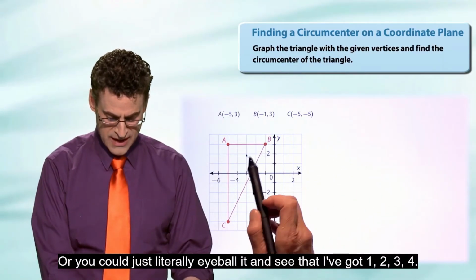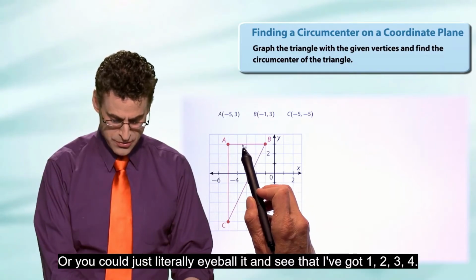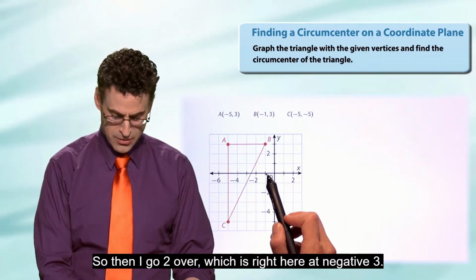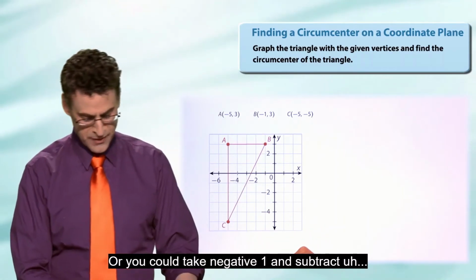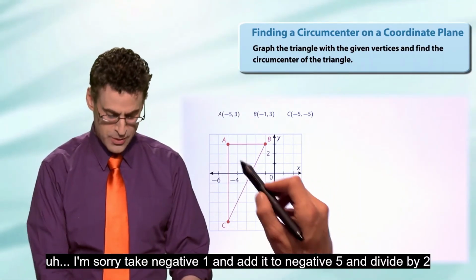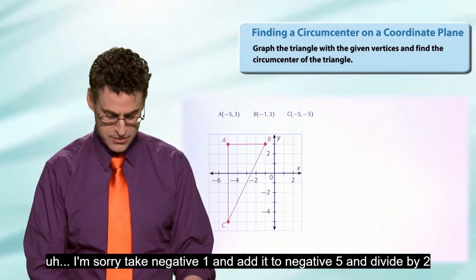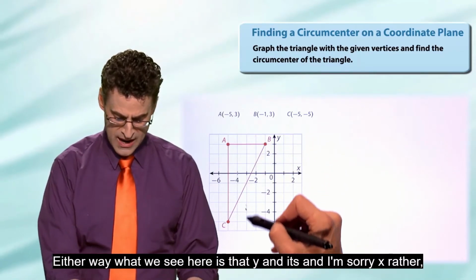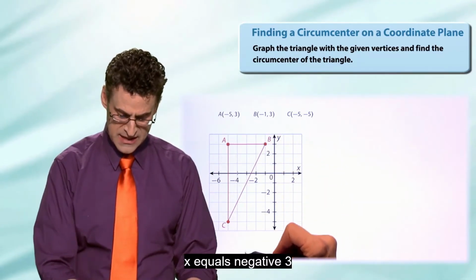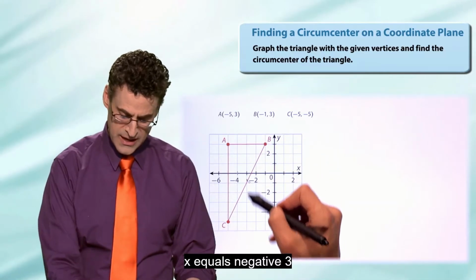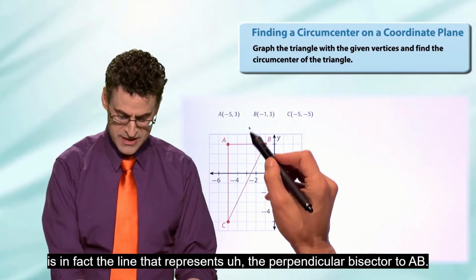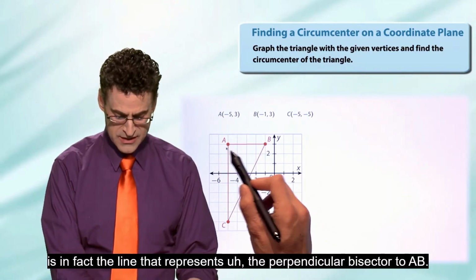Or you could just literally eyeball it and see that I've got 1, 2, 3, 4, so that I go 2 over, which is right here at negative 3. Or you could take negative 1 and add it to negative 5 and divide by 2, and you get negative 3. Either way, what we see here is that x equals negative 3 is in fact the line that represents the perpendicular bisector to AB.